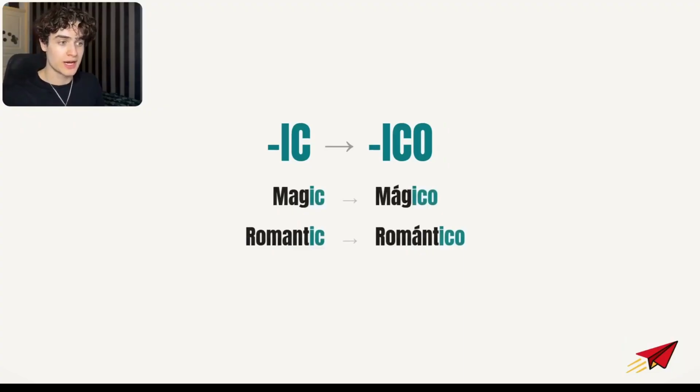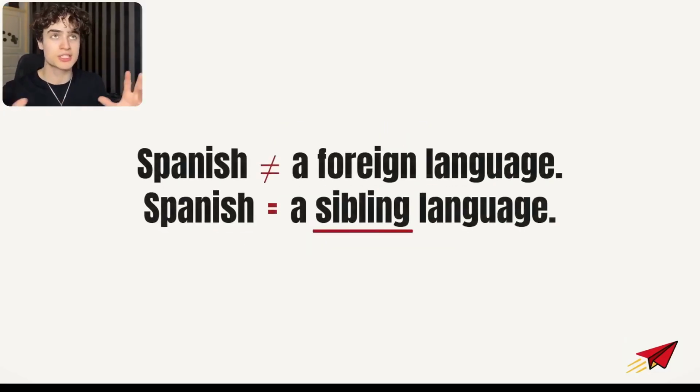Words that end in "ic," like "ick," will usually become "ico," though we pronounce it in a specific way. For example, magic would be mágico, romantic would be romántico, historic would be histórico, etc. The reason for this is simply that Spanish isn't necessarily a foreign language, it's more so a sibling language because of its Latin roots.